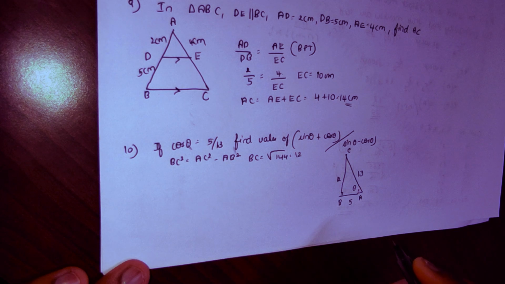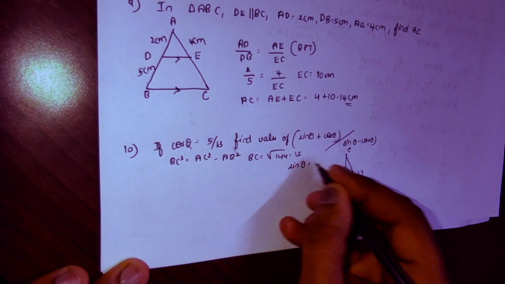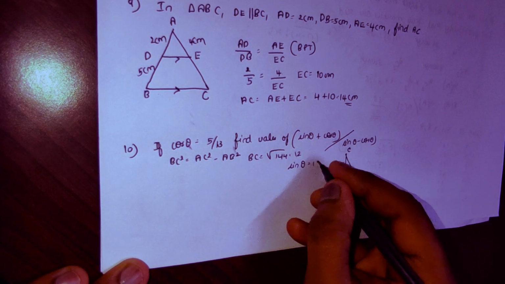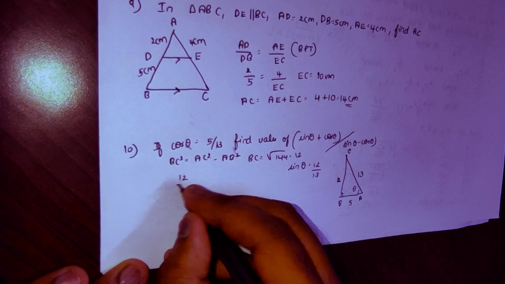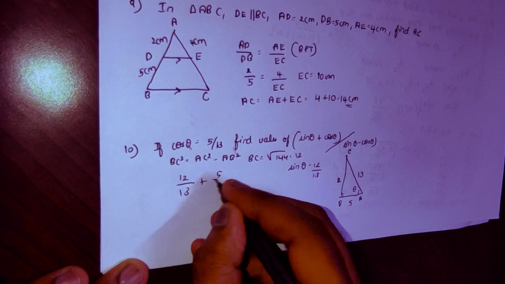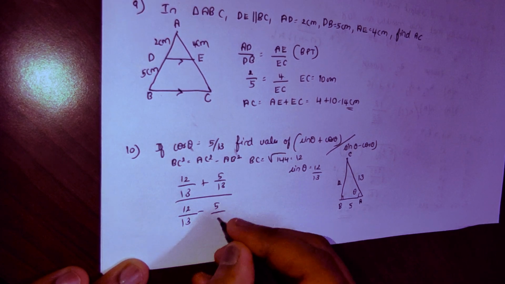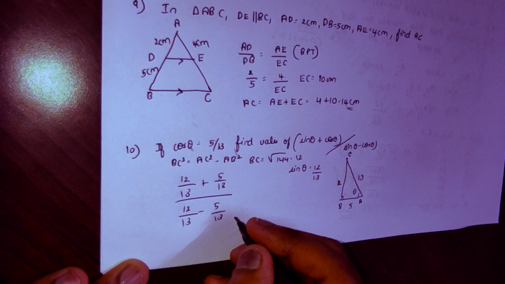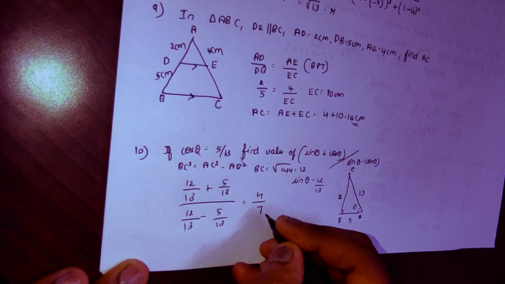Now we have to find sin theta plus cos theta divided by sin theta minus cos theta. We will get sin theta value, that is opposite by hypotenuse, 12 by 13. So we will substitute that. 12 by 13 plus 5 by 13 divided by 12 by 13 minus 5 by 13. When you solve this, you will get the answer, that is 17 by 7.